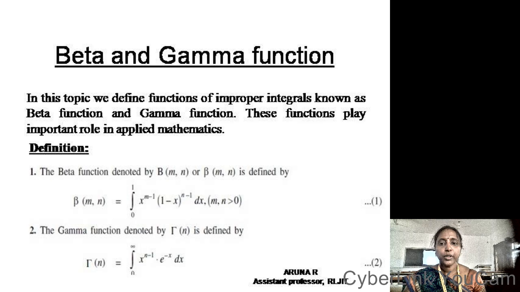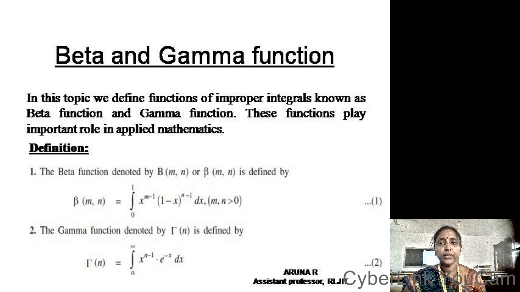Today I am going to explain the beta and gamma functions. In this topic we define the functions of improper integrals known as beta and gamma functions. These functions play an important role in applied mathematics.